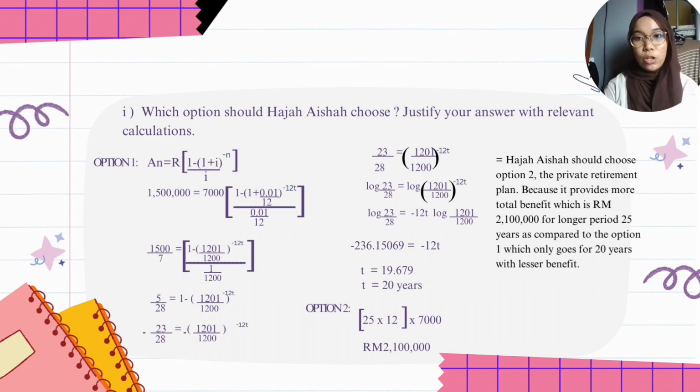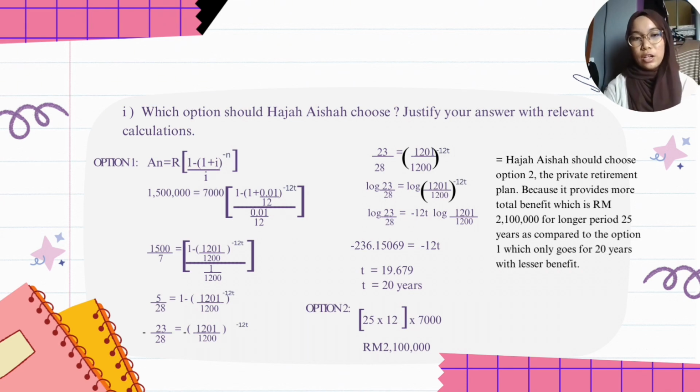For option 2, we already know the amount of t, which is 25. So we just calculate it. Bracket 25 times 12 plus bracket times 7,000. So the amount we will get is 1,100,000 ringgit.